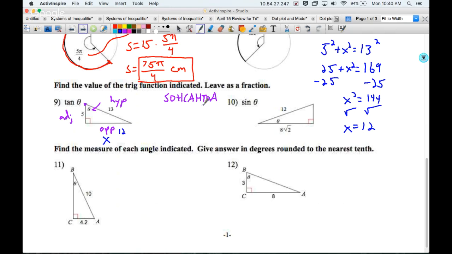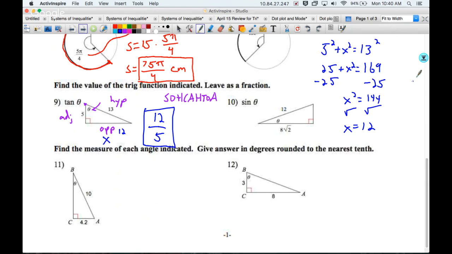So according to this, tangent of that angle theta should be equal to opposite over adjacent, so it should be equal to 12 over 5. And I'm just going to leave my answer like that. It says leave as a fraction, so that's good.